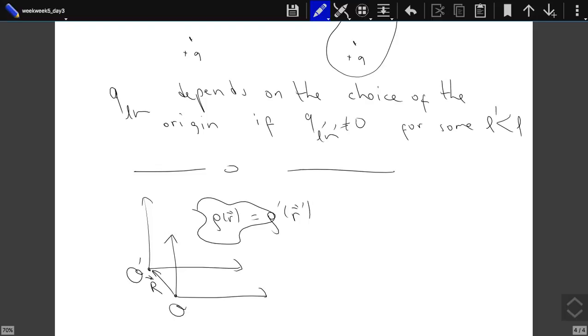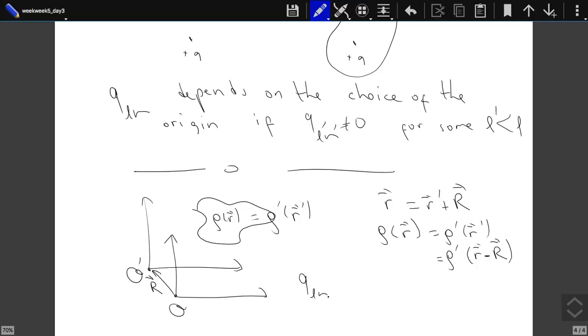This is, let's say, the vector R. So R prime is the position vector relative to O prime, and R is the position vector relative to O. So R is actually R prime plus capital R, and rho of R is equal to rho prime of R prime, which is rho prime of r plus capital R. Yes, there is a sign change. R prime is r minus capital R.